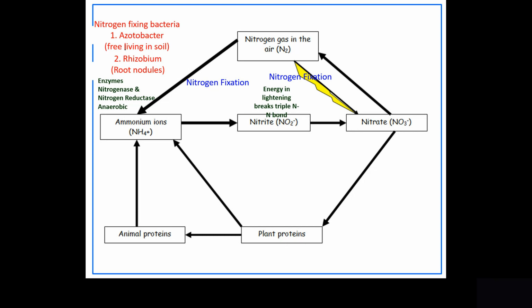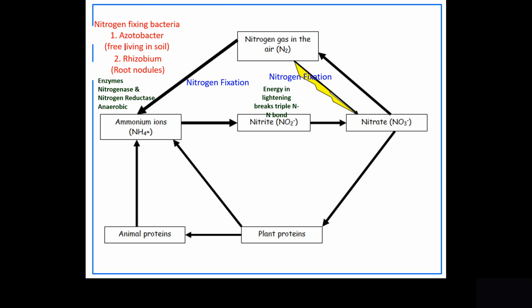Now, both Azotobacter and Rhizobium contain two enzymes, called nitrogenase and nitrogen reductase. It's actually these enzymes that can convert nitrogen gas into ammonium ions. So N2, the nitrogen molecule, is the substrate for those two enzymes, and ammonium ions are the product.